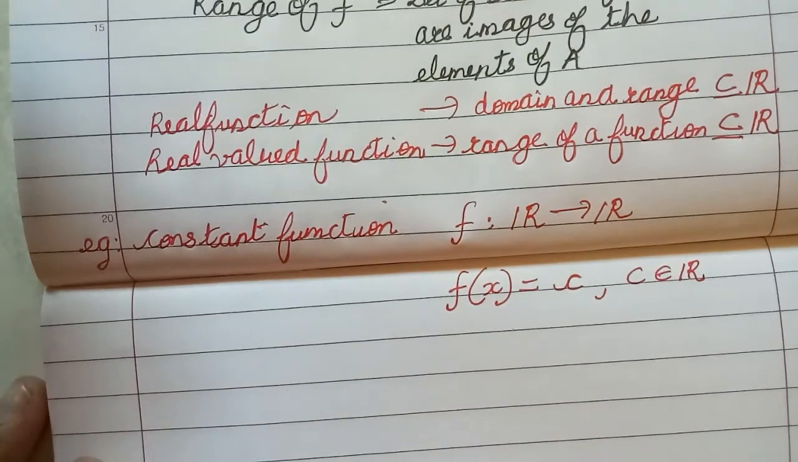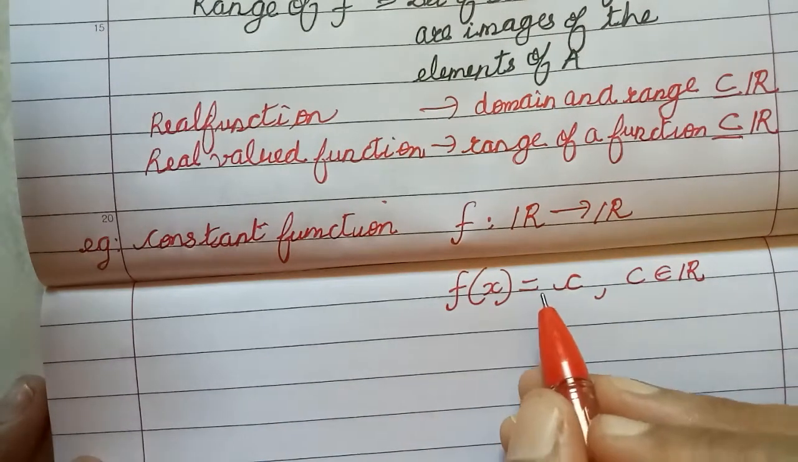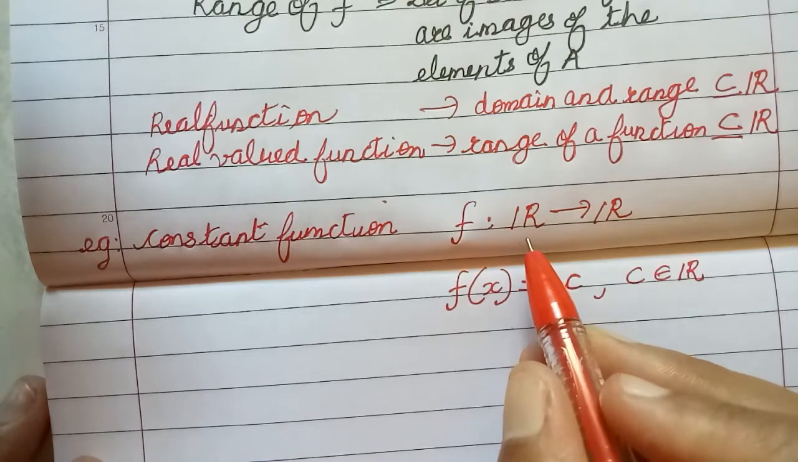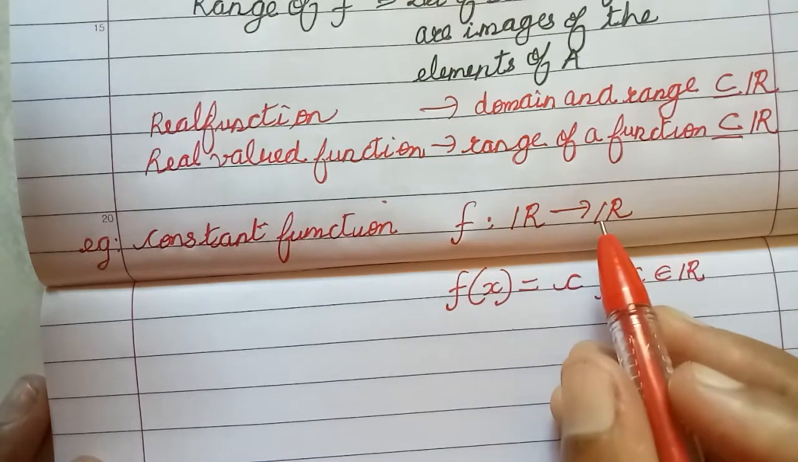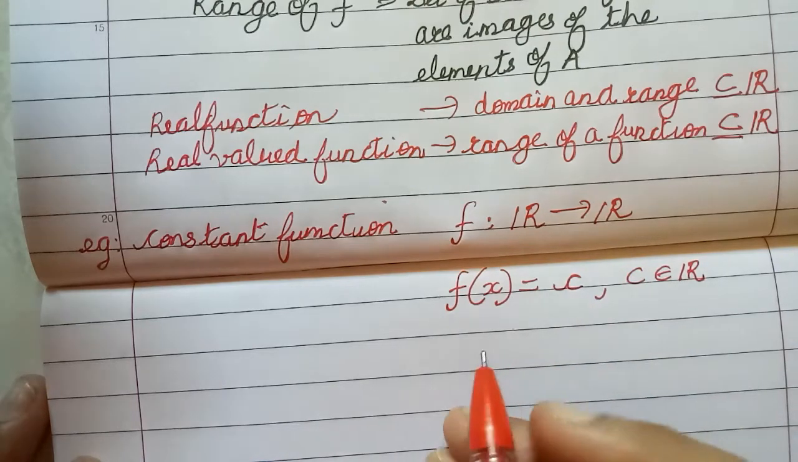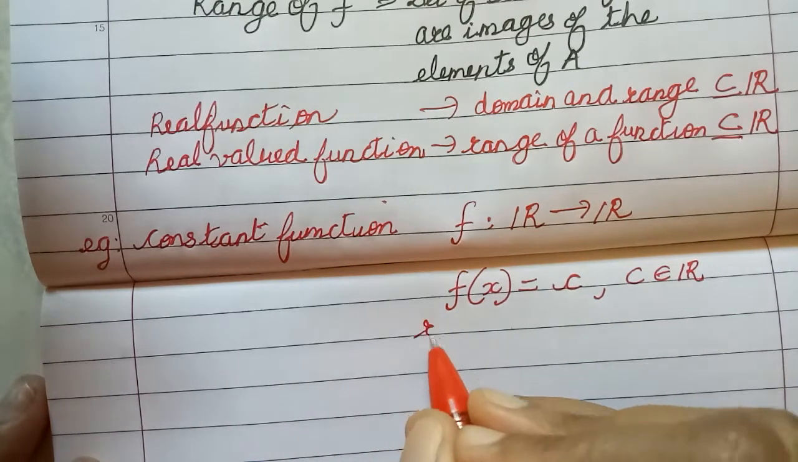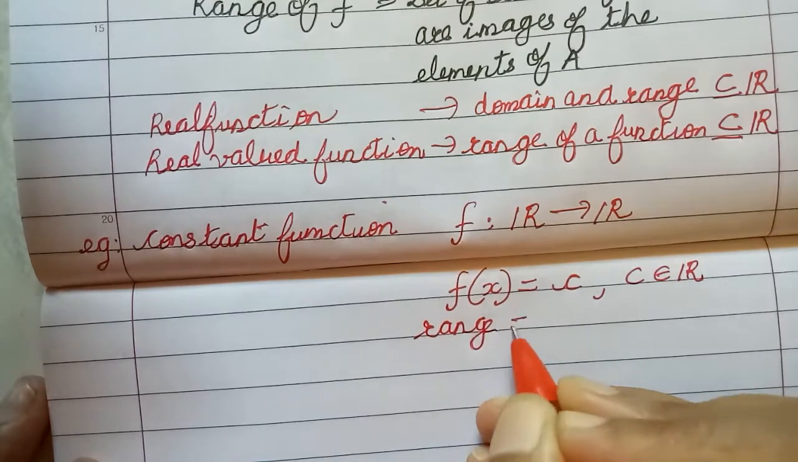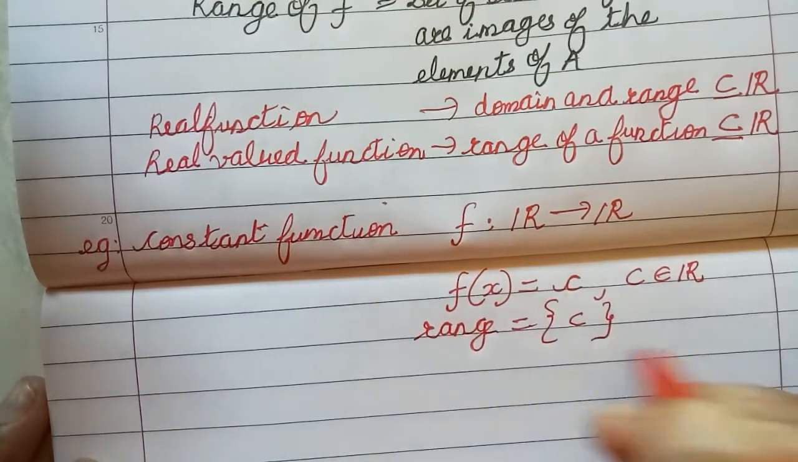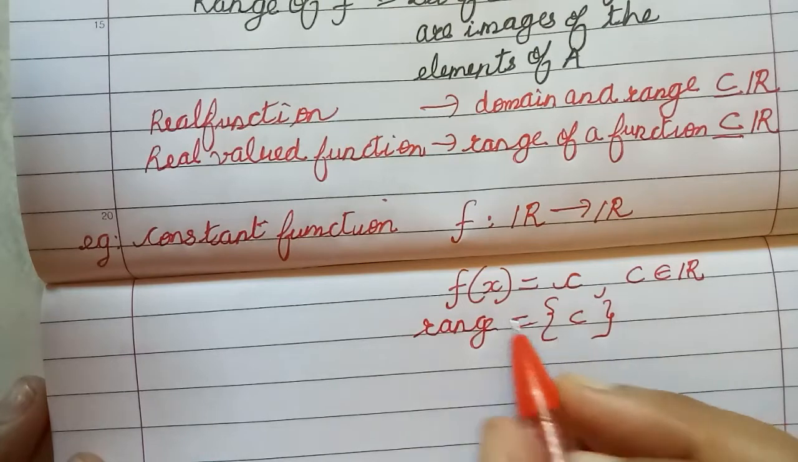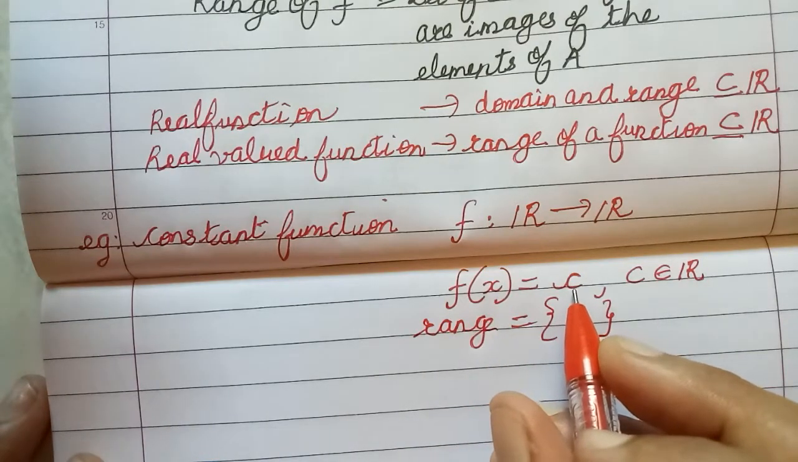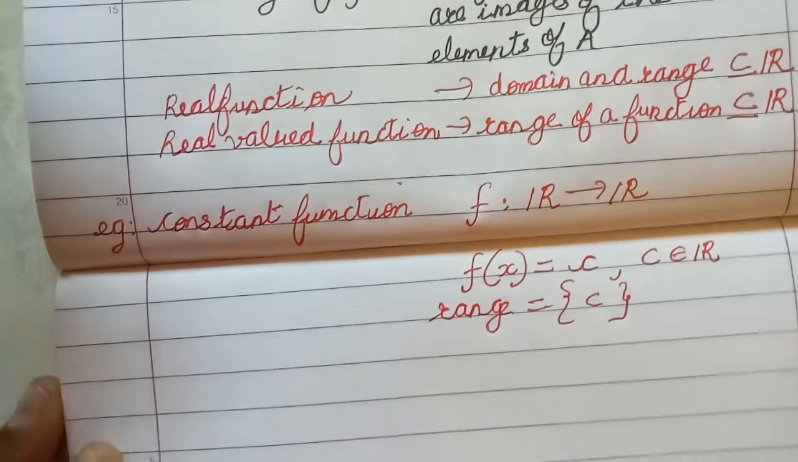Here the domain is the set of real numbers, and your codomain is again the set of real numbers, right? So what will be the range of this function f? Here you can see that the range is going to be only a single element, a singleton set {c}, because all elements are mapped to c, or all elements have image c.